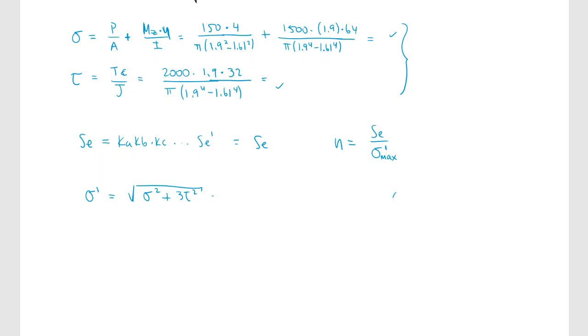Okay? So I put this value here, this value here, and I come up with my sigma, which is going to be my max, my sigma prime, my von Mises, and then this would be the answer, SE over that number, or a fraction of SE or whatever. Okay? I'm done.